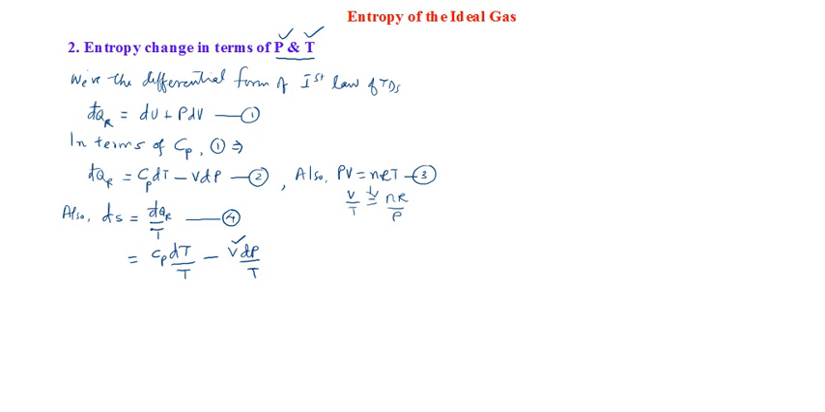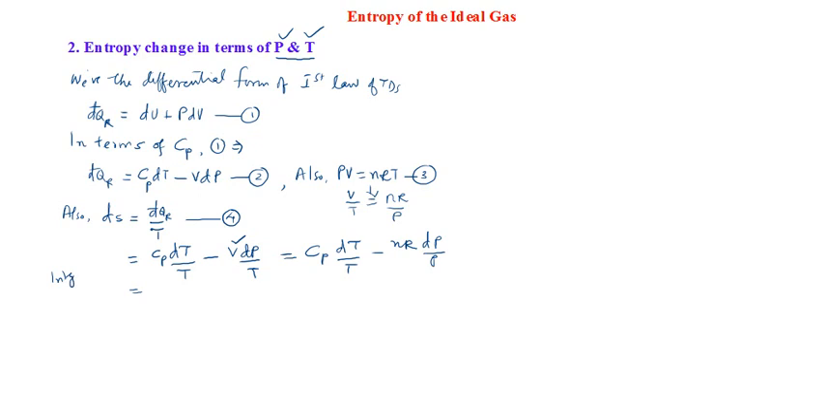Okay, so I'm substituting this one. So this is equal to Cp into dT by T minus nR times dP over P. I do not touch the first term at all because it is readily integrable and is a part of the equation we need. So I'm just writing it in this form. Now you know what to do. It's simply a matter of direct integration. Okay, so integrating.